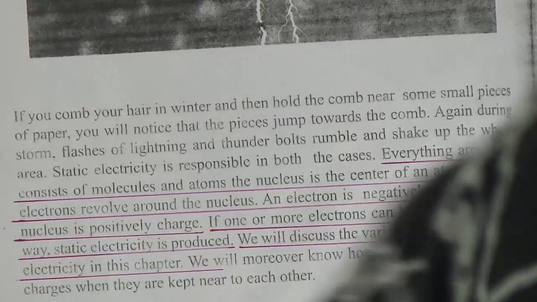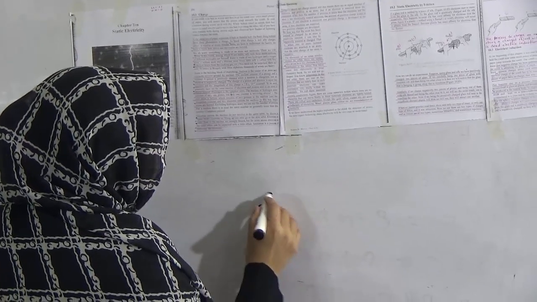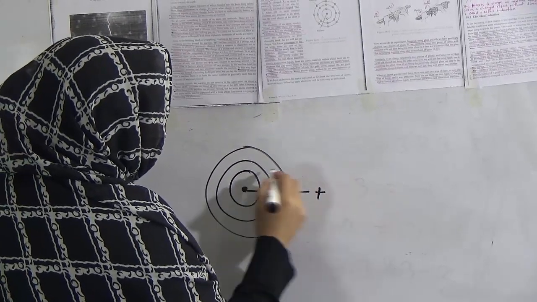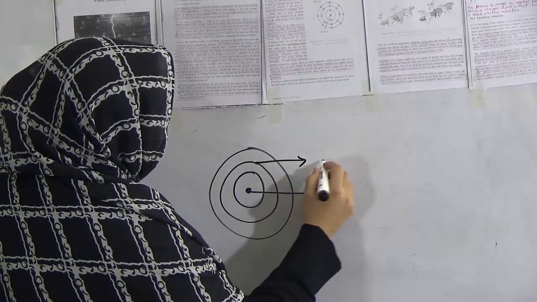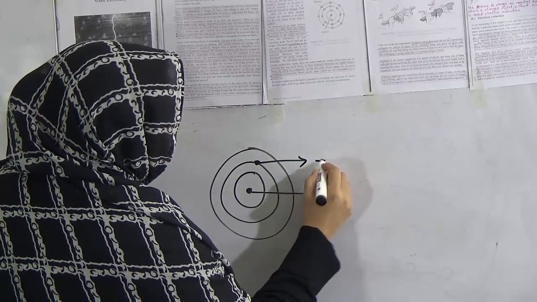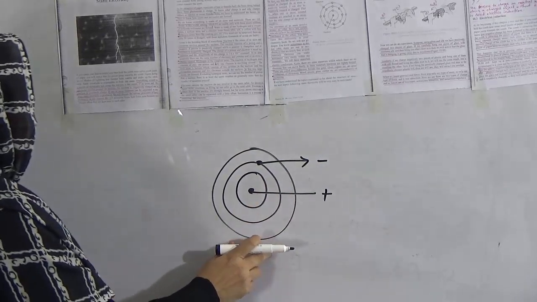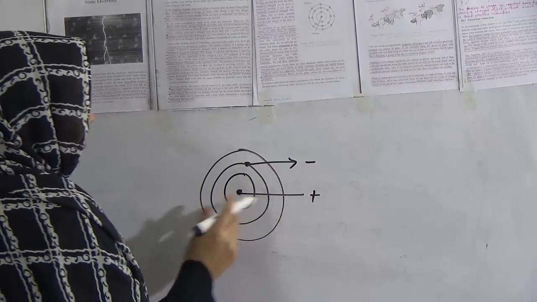My dear students, now see, we know that everything around us consists of molecules and atoms, and the nucleus is the center of the atom. See, this one is the nucleus, and this is the first orbit, second orbit, third orbit. The nucleus is positively charged, and electrons revolve around the nucleus. This one is an electron, so the charge of the electron is negative. So my dear students, we have learned that the nucleus is the center of the atom, and the electron is negatively charged and the nucleus is positively charged.